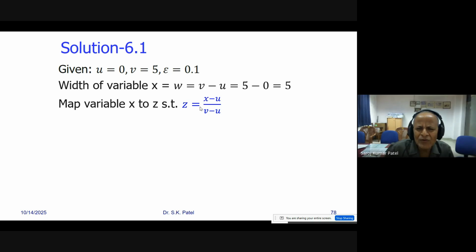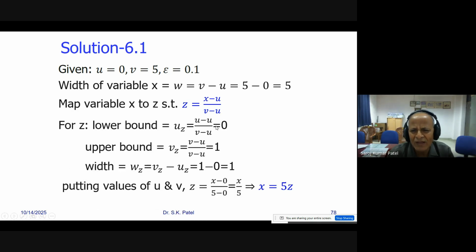So thus now uz will be 0 and vz will be 1, like you have already seen. When you put the lower bound x equal to u, it will be u minus u, which is 0. So 0 divided by v minus u will be 0. So uz is equal to 0.